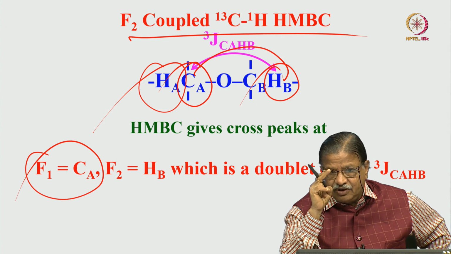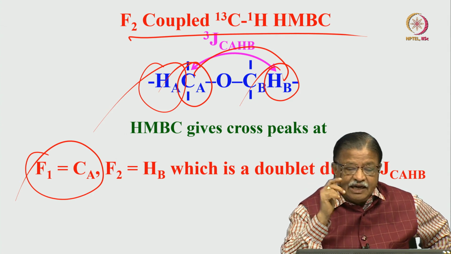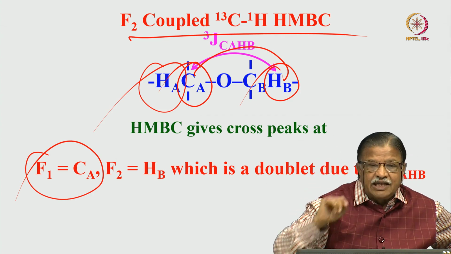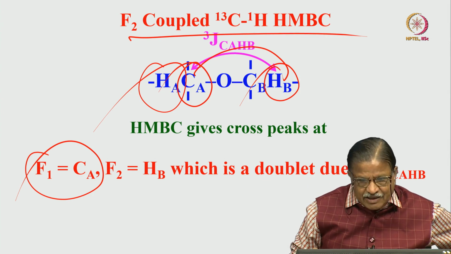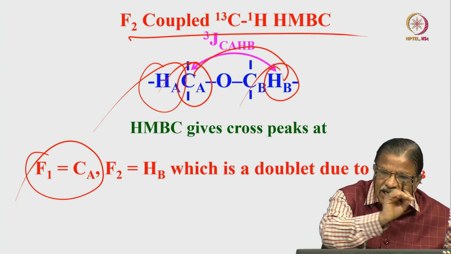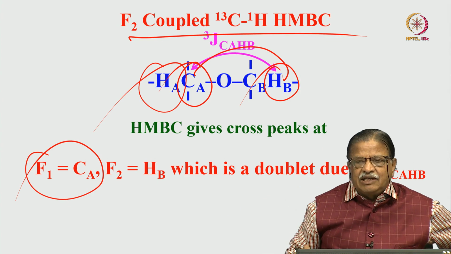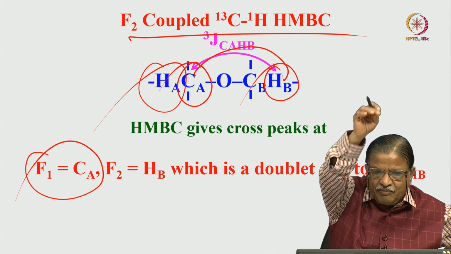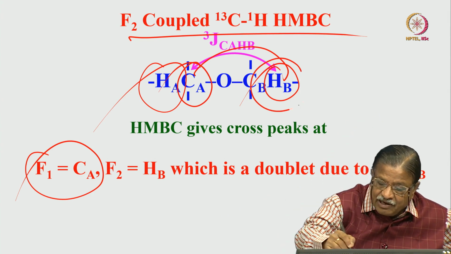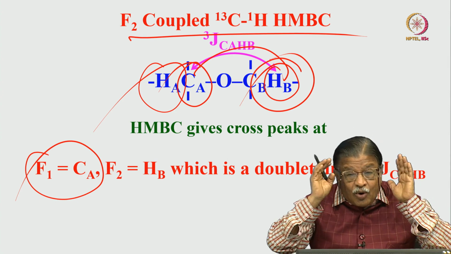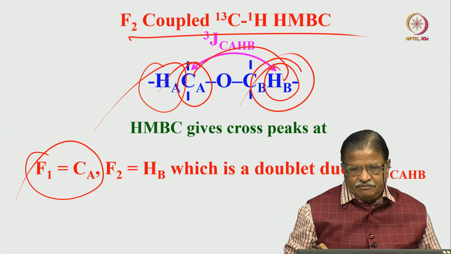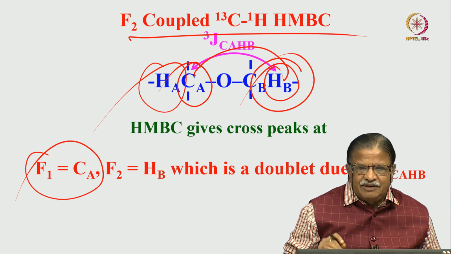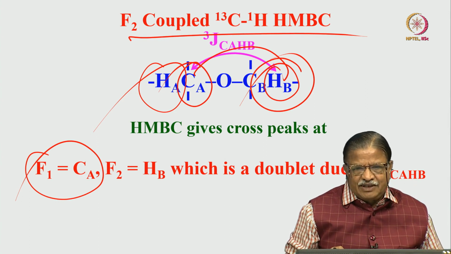That is HSQC, you know that. So, we suppress that. It gives correlation to long range proton. So, in the HMBC experiment, in the F1 dimension, if you get a chemical shift for carbon A, in the F2 dimension, it pertains to the chemical shift of proton B, not proton A. This is the difference between HSQC and HMBC.